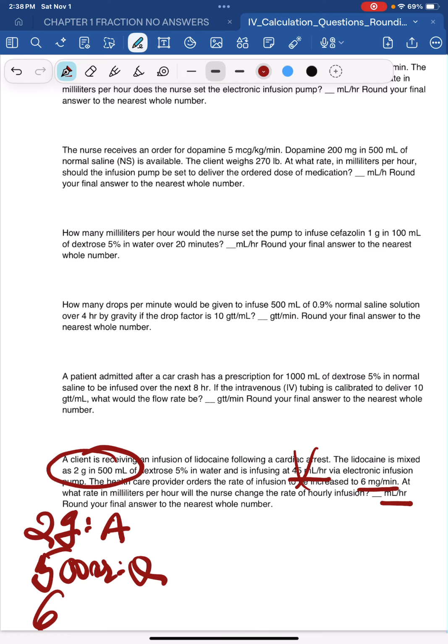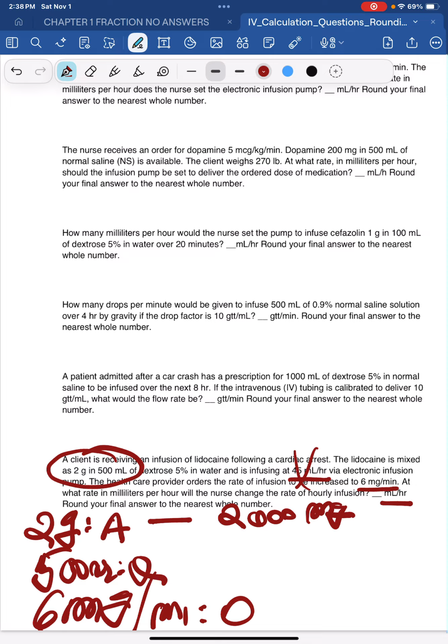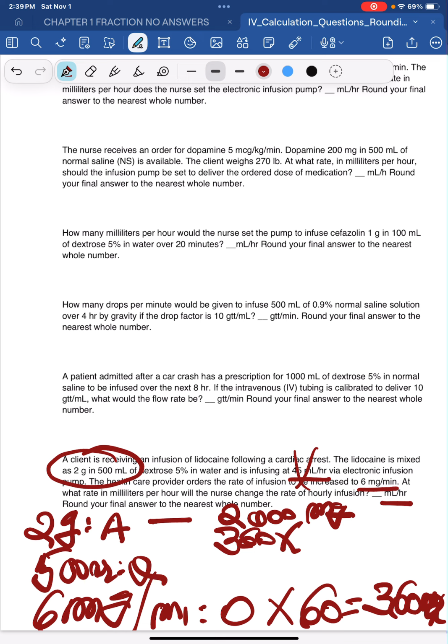6 milligrams per minute is your order. Because I have milligrams, I have to convert the grams to milligrams as well. You have 2000 milligrams. Because your order must be per hour, but it's milligrams per minute, you multiply that by 60. So now you have 360 milligrams per hour. So you will do 360 times your quantity divided by your available, which is 2000. All right, do your thing, come up with the answer.